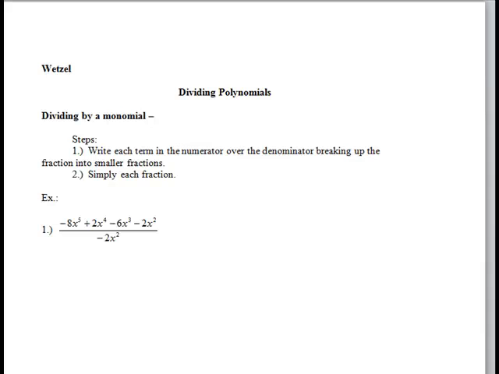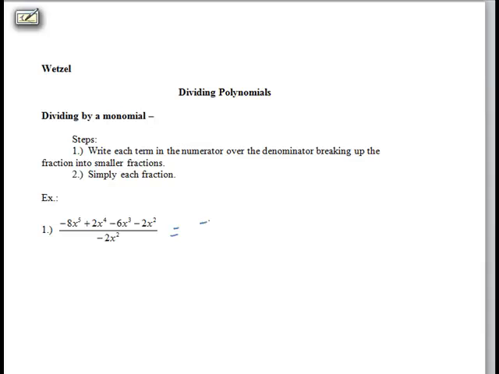So we have a polynomial of four terms in the numerator divided by a polynomial with one term in the denominator, a monomial. So in order to perform this division, we begin by breaking up this one fraction into a bunch of smaller fractions. In other words, each term in the numerator will be rewritten into its own fraction. So four terms in the numerator. For this problem, we're going to rewrite it into four individual fractions.